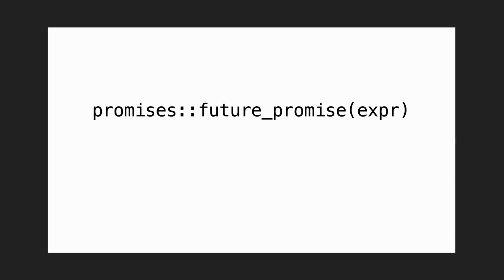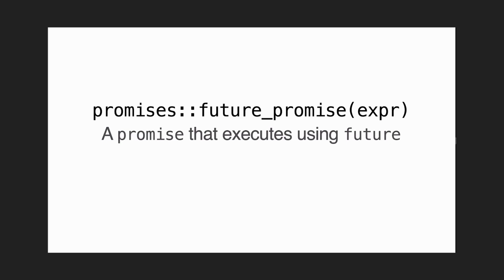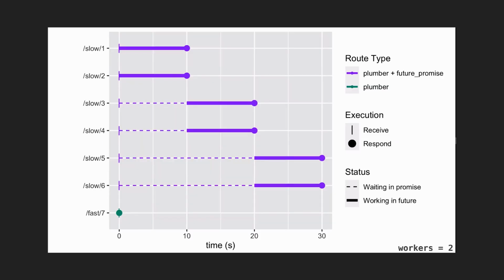Cool. So this is where future promise came in. A promise that executes using a future. If we were to do this with future promise, the execution time would look like this. The items slow 1 and slow 2 respond immediately. Slow 3 and 4, just like before. But the big one is fast 7 is now actually executing immediately. It is not waiting for anyone. Fun animations, and also more fun animations.